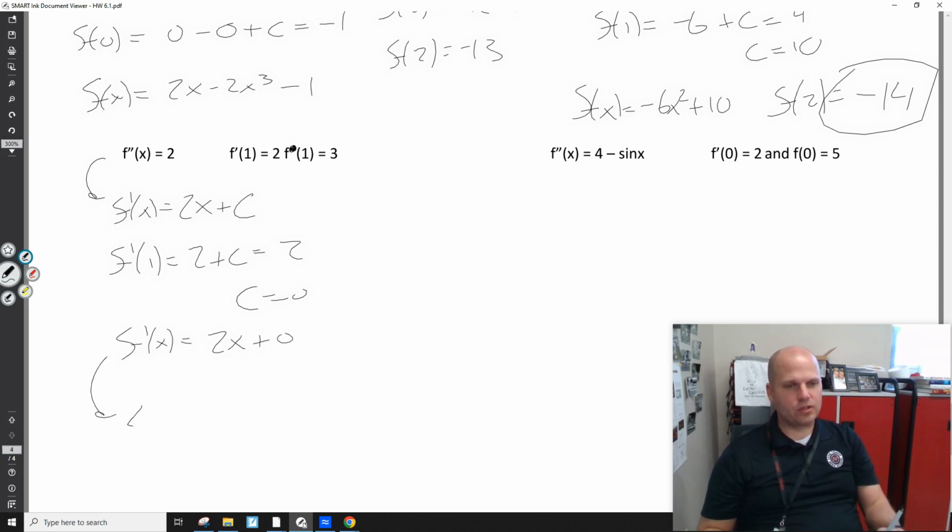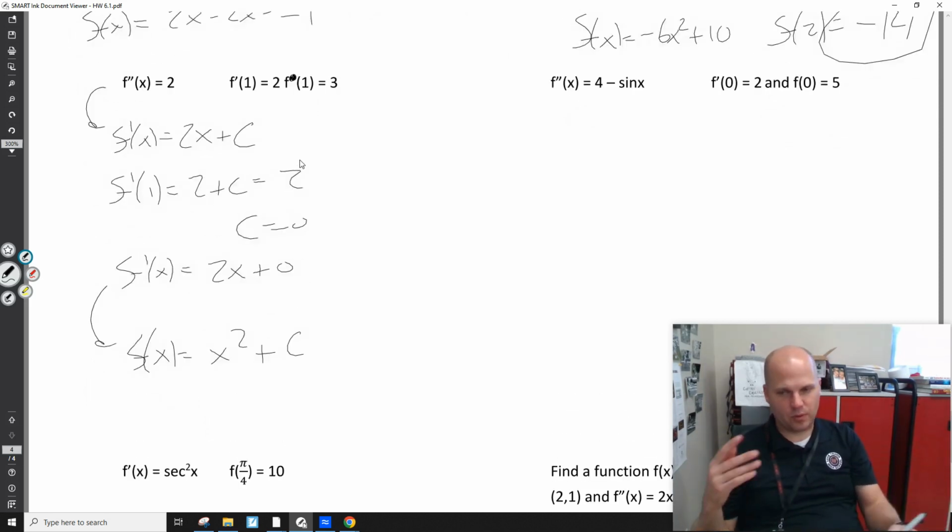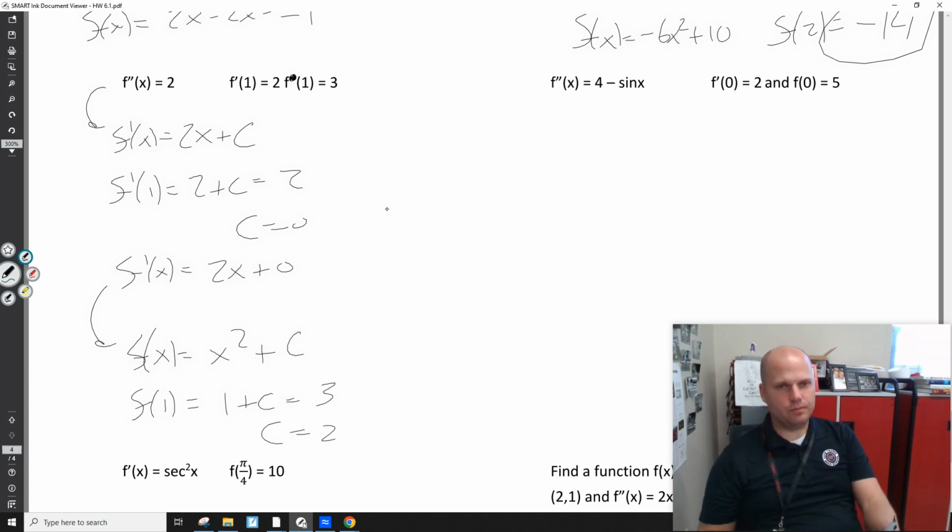If you go backwards again, you get x squared plus c. Again, bad question because I said f double prime of 1 is 3, but hopefully you're watching this video. f of 1 equals 3. This c has to equal 2. So my original function f of x is x squared plus 2. I probably would ask you, what's f of 2? f of 2 is 4.